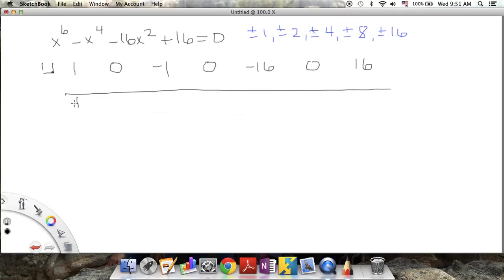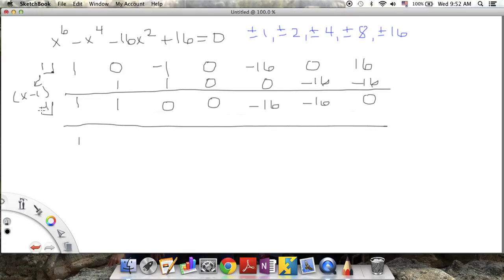All right, so we've got 1, bring it down, multiply, add, and repeat. Okay, so this gives us this factor here means we've got x minus 1 as a factor, and this here means we've got x to the 5th plus x to the 4th minus 16x minus 16 is what's left. So we're going to need to keep going with our synthetic division. So this time let's try negative 1.